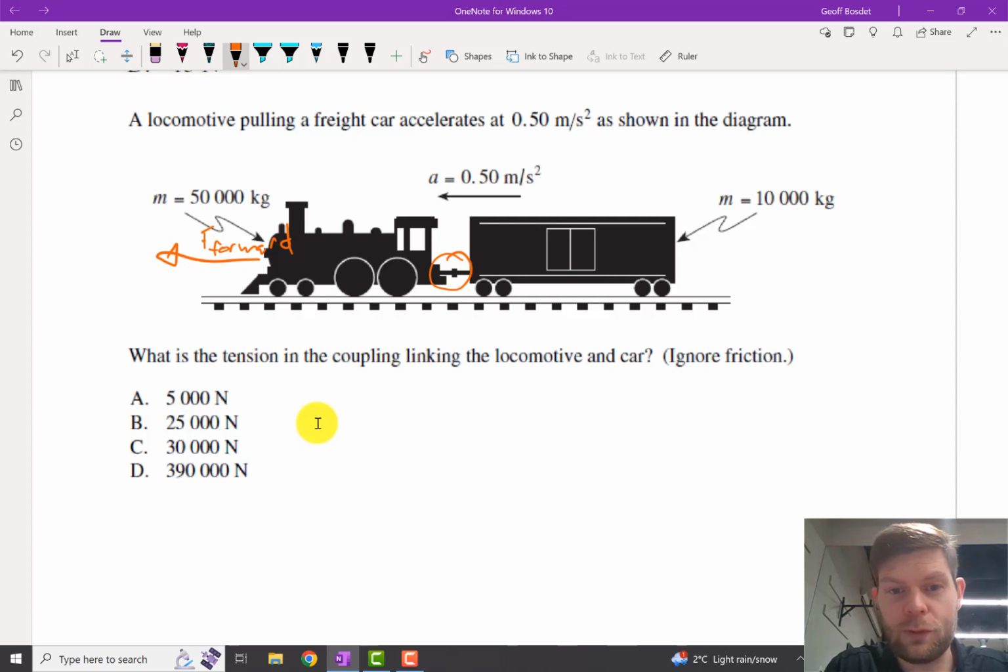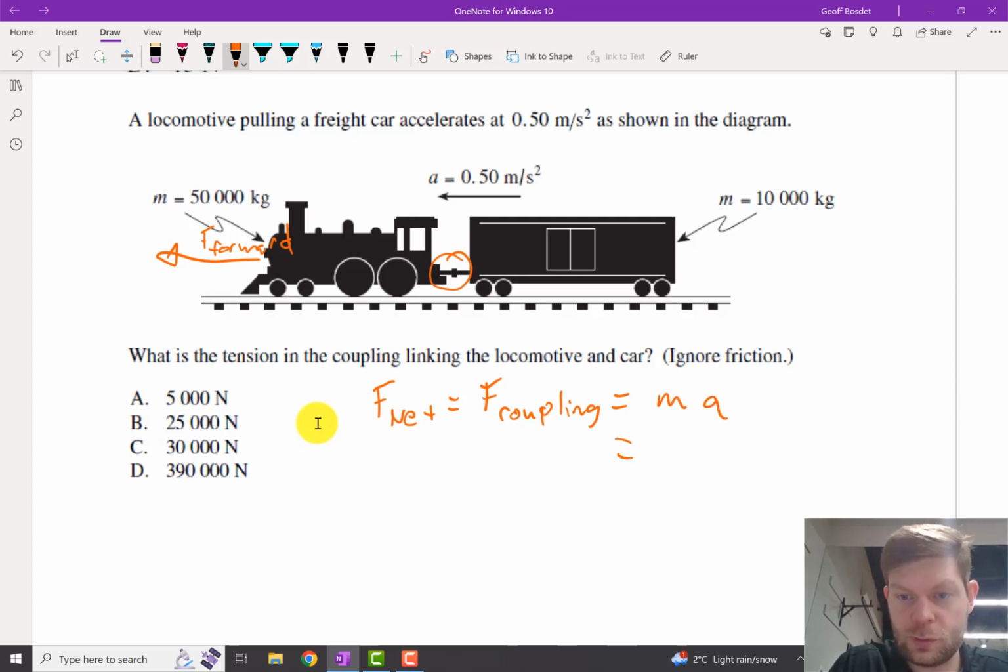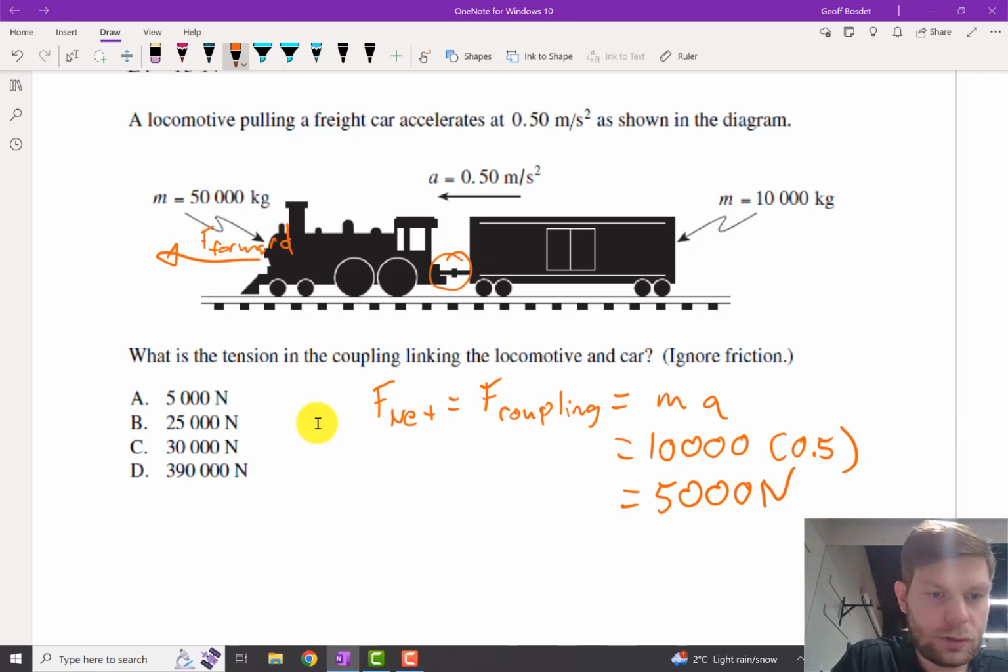It's got no friction, so the forward force on it, or the net force, is just the thing we're looking for, the tension in the coupling. So if that's the net force, it's just equal to its mass times acceleration. So F net equals F coupling for just this guy, the car. And that's equal to its mass times acceleration, which is equal to 10,000 times 0.5. Half of 10,000 is 5,000, and we are done.